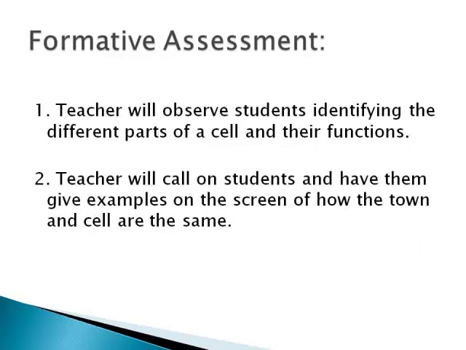To assess to see if the students have learned these learning objectives, the forms of assessment that will be used will be: first, teachers will observe students identifying the different parts of a cell and their functions, and the second, teachers can call on students and have them give examples on the screen of how the town and cell are similar or different.